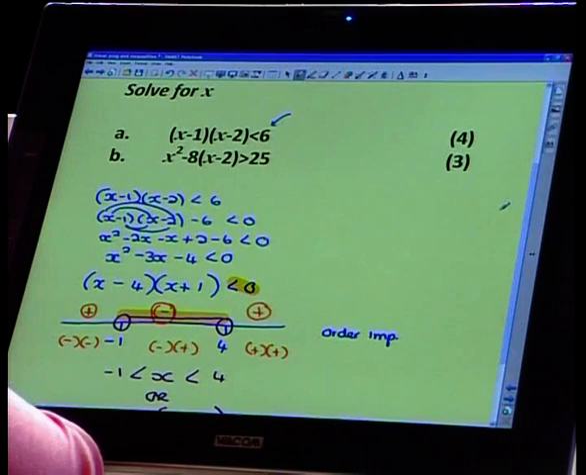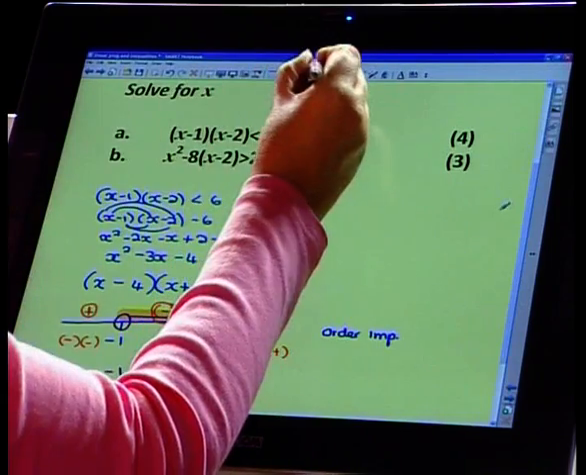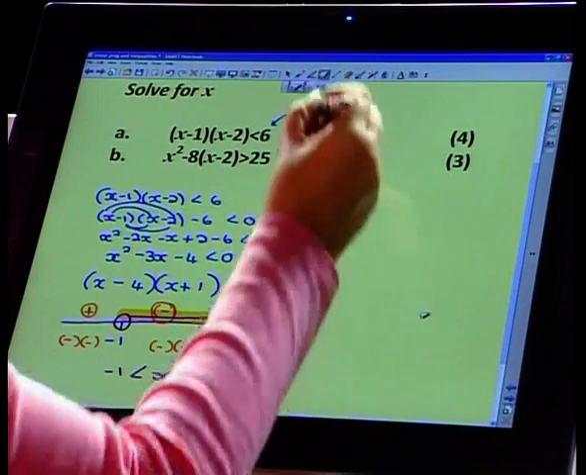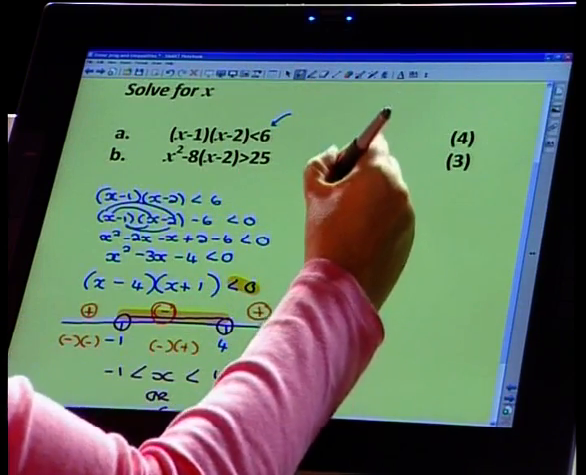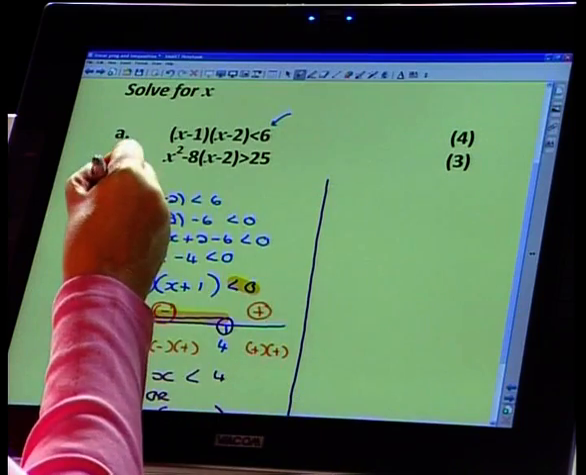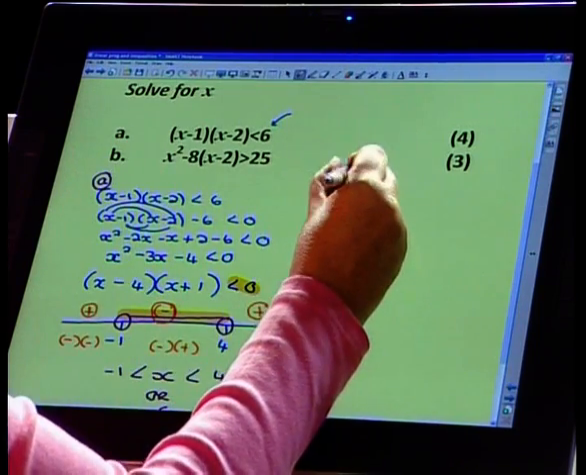Let's look at the next one, the B1. And the B1 looks as follows. It says that x squared minus 8 times x minus 2 is greater than 2. Do you agree with me that in actual fact it's much the same process? So let's do it alongside here, and let's put a line in here. That was the A, and let's call this now the B.